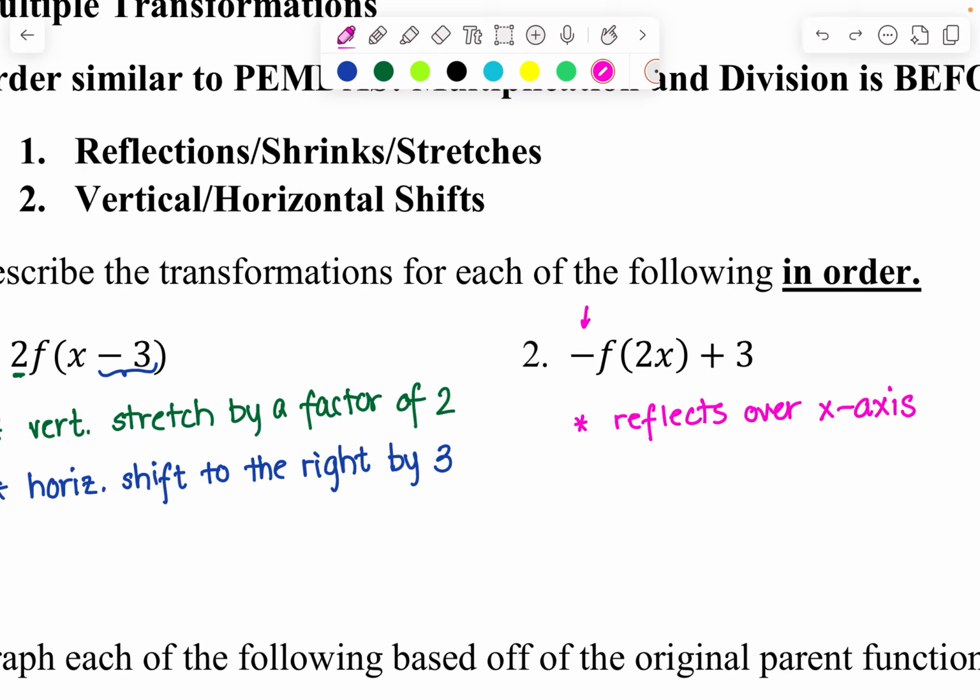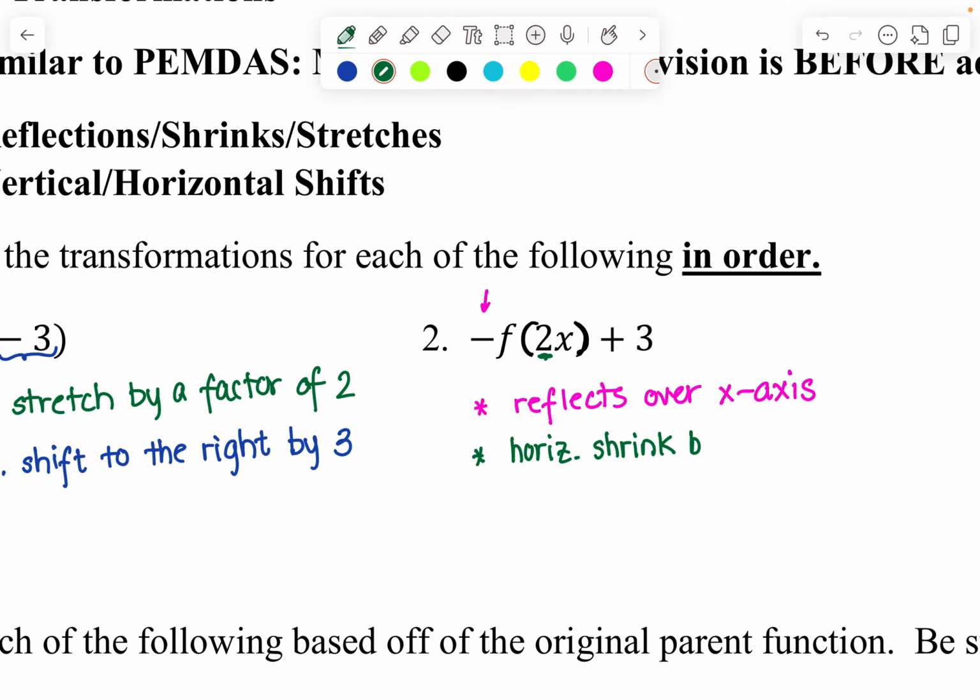Okay, next, we have a 2 times x. This is going to represent a horizontal shrink. Remember, we do the opposite of whatever is happening to x. Whatever happens on the outside, we obey the signs. Whatever's happening on the inside of our parentheses to x, we do the opposite. So this is a horizontal shrink by a factor of the reciprocal 1/2. The reciprocal of 2 is 1/2.